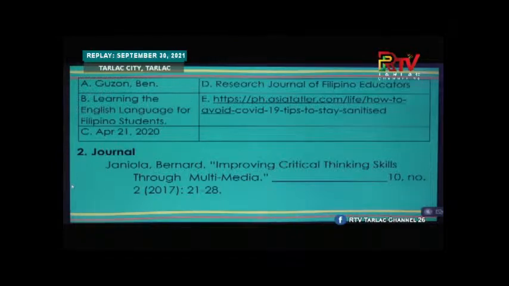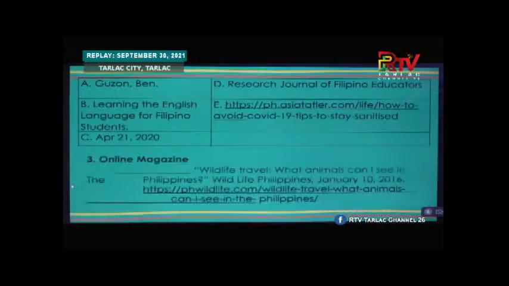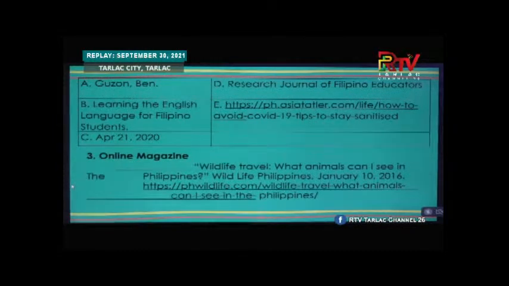Okay, so from 3 to 5, you will continue doing that today, and then answer also the homework that is provided in your learning activity sheet. For number 3 to number 5, you are going to continue answering it offline, and then answer also the homework given to you in the learning activity sheet.